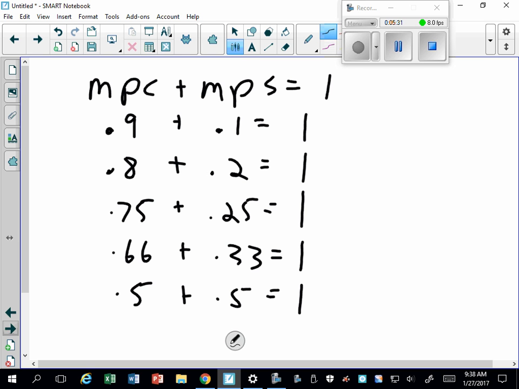And these are the ones they're going to tend to use, but they could technically use any number, they just won't, because remember, this isn't a math test and they don't want to make it too complicated. So if they said the MPC was 0.83, that would mean the MPS is 0.17. They're just not going to do that.